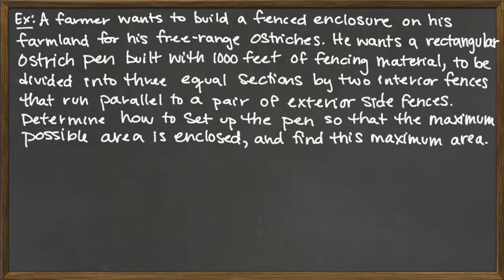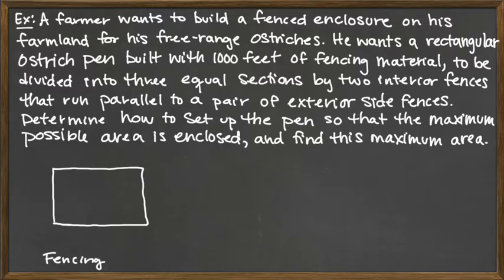So for this example, we have a farmer that wants to build a fenced enclosure on his farmland for his free-range ostriches. He wants a rectangular ostrich pen. So I'm going to go ahead and draw my rectangle here, a rectangular ostrich pen. And he wants for it to be built with 1,000 feet of fencing. So that 1,000 feet of fencing is some fixed amount. So we have fencing is 1,000. The total fencing is going to be 1,000 feet.